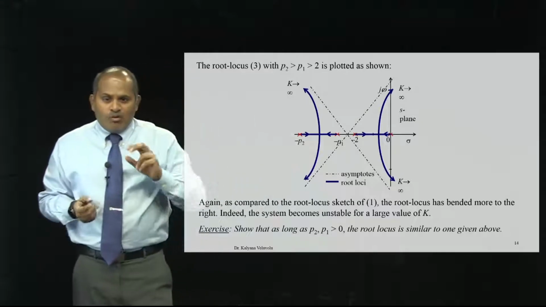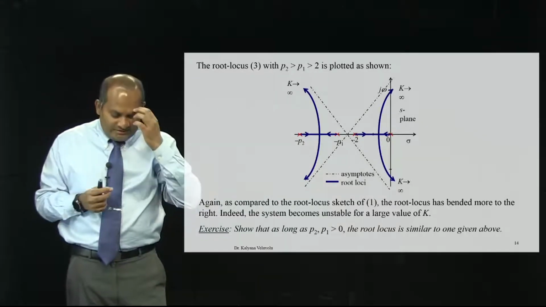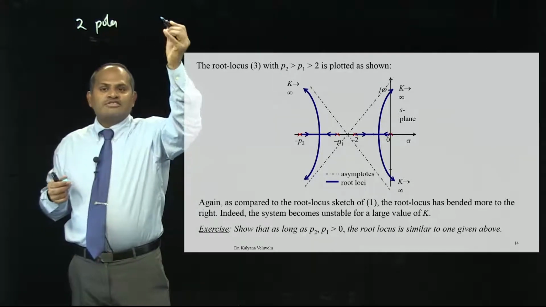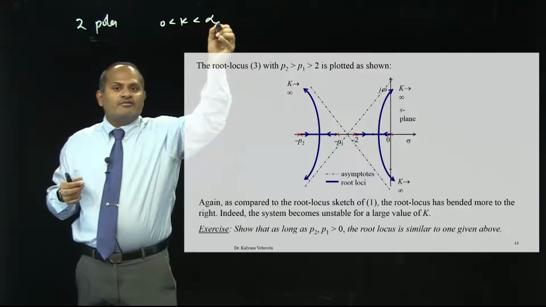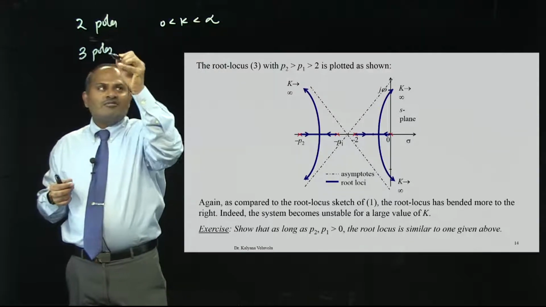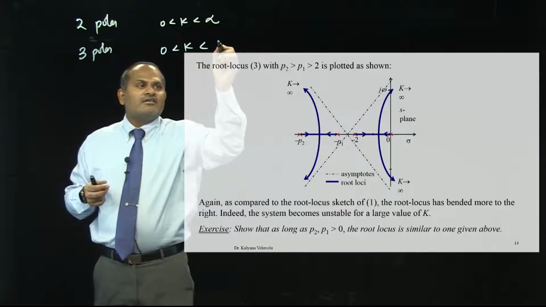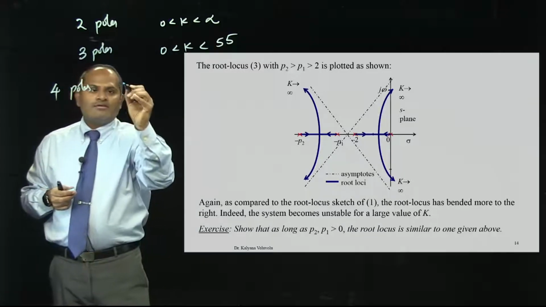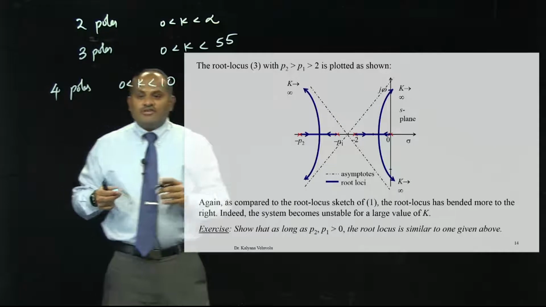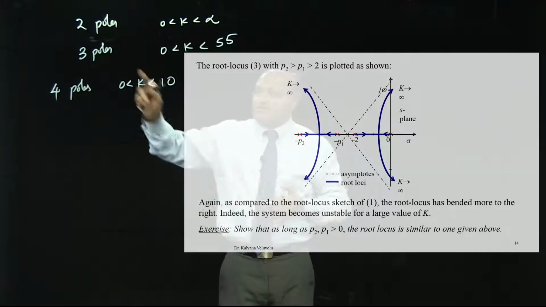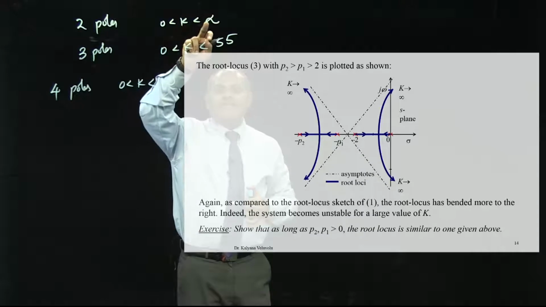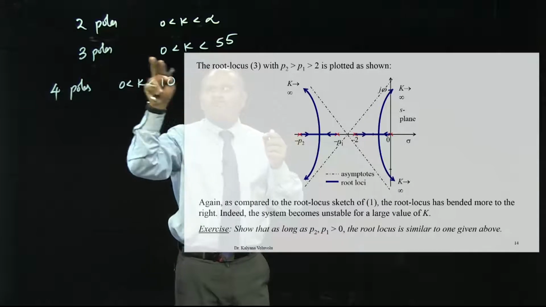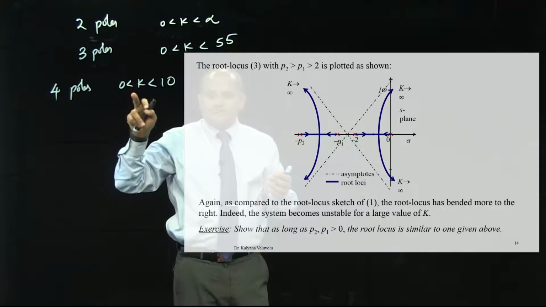Then, when I add two poles, the stability margin decreases even more. For example, with two poles, the system is stable for 0 less than k less than infinity. With three poles, for example, 0 less than k less than 55, some value randomly. With four poles, 0 less than k less than 10. So, that is how the stability changes. When you have two poles only, you have stability until infinity. When you have three poles, the root locus bends to the right, so for a value of 55, the system becomes unstable. For four poles, 0 less than k less than 10.